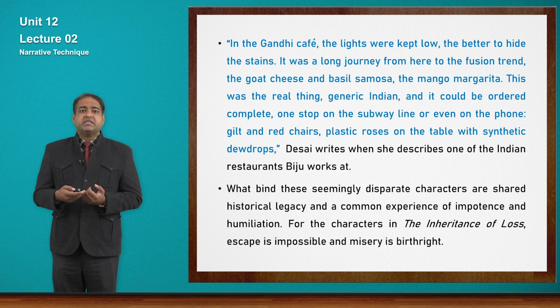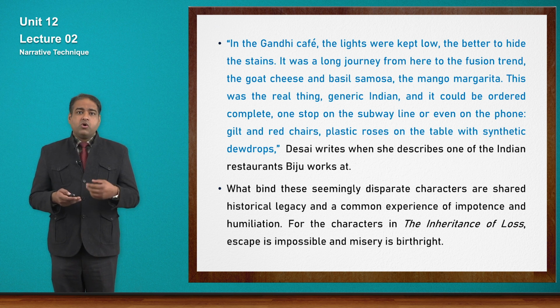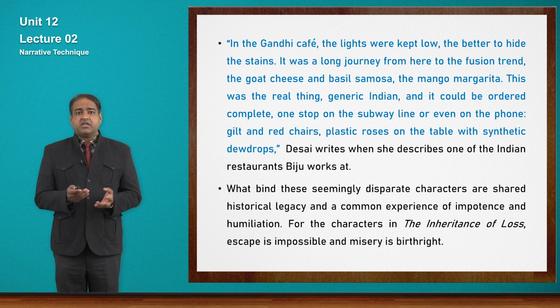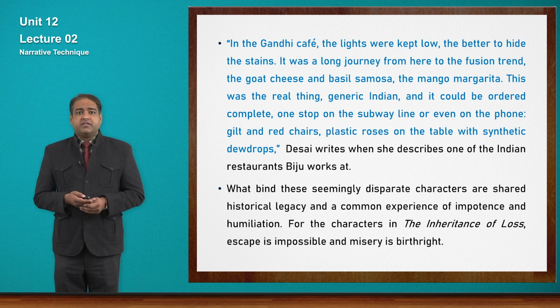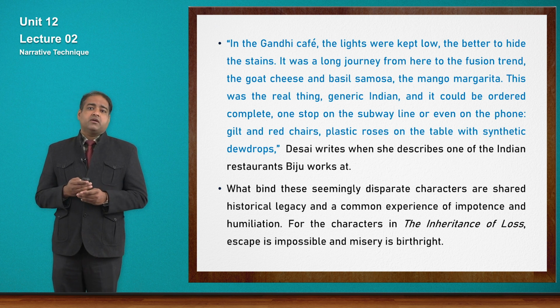Take for example, basil samosa or mango margarita. So mango, Indian, margarita, Western. When clubbed together, they create a new dish in their restaurant. So in this way, we can understand that there is a generic representation of Indianism which is visible in the description of this novel by Kiran Desai.